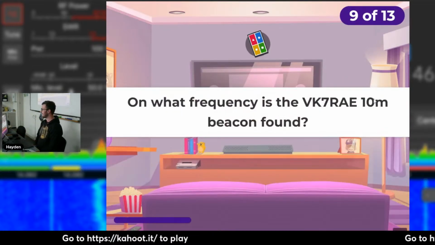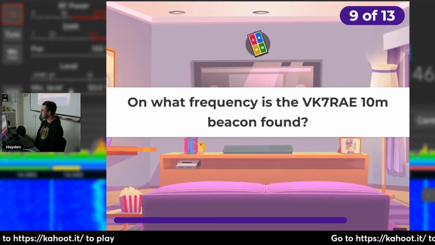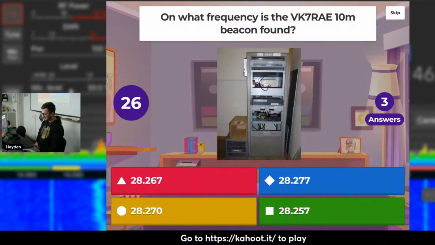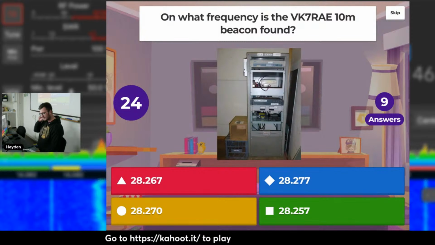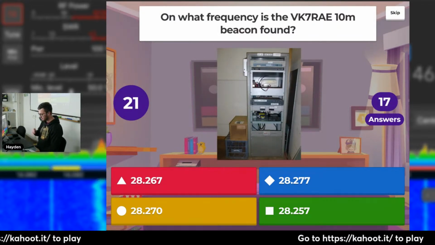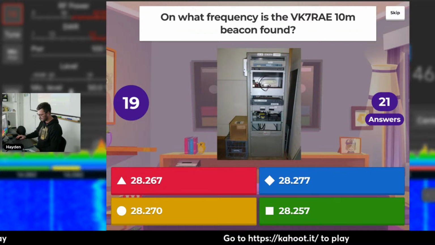Next question. On what frequency is the VK7 RAE 10-meter beacon found? 28.267, 28.277, 28.270, or 28.257?